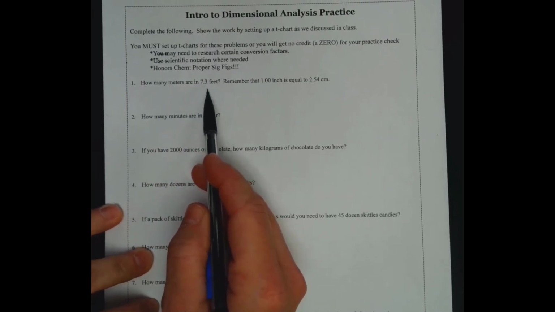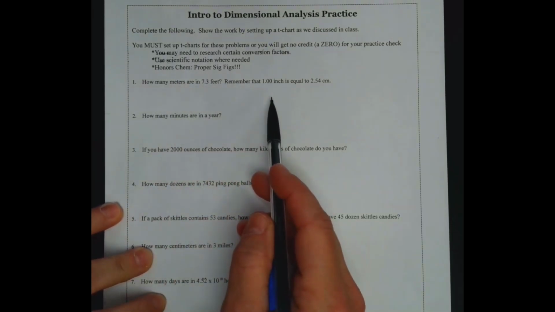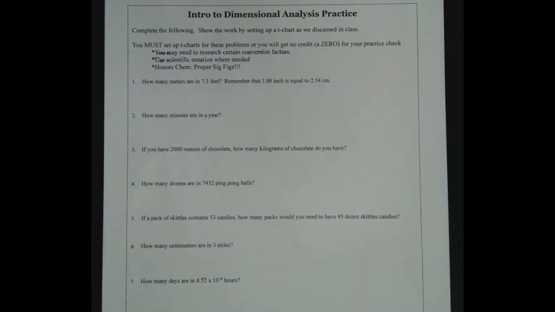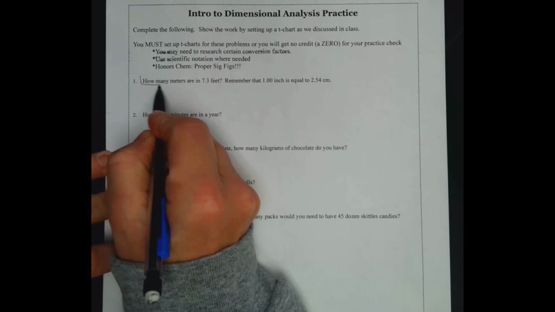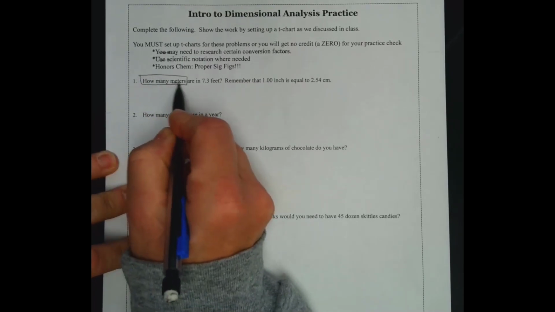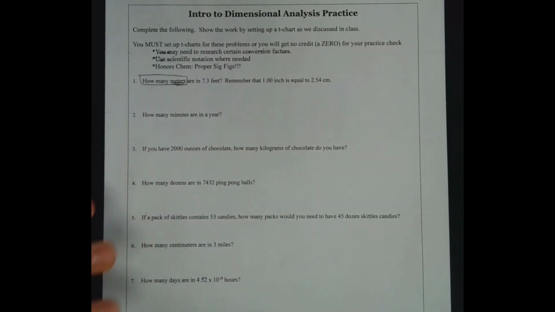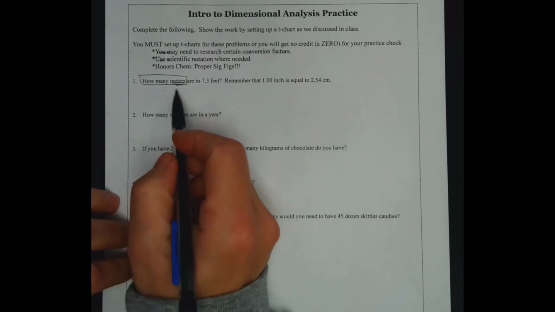So for our first one, it says, how many meters are in 7.3 feet? Remember that 1 inch is equal to 2.54 centimeters. So again, you guys, when we're going through this process, that can be very daunting because I'm asking you to use the T-chart method. The first thing we have to do in any case is to figure out what we have to end with. How many meters? The unit that we must finish with has to be in meters. So whatever we do, when it's all said and done, that's the unit we have to end up with, okay?